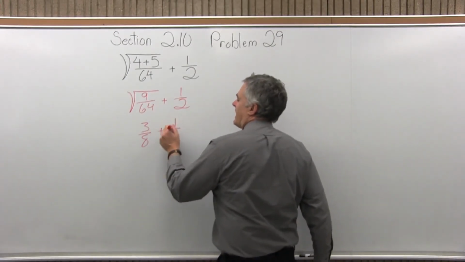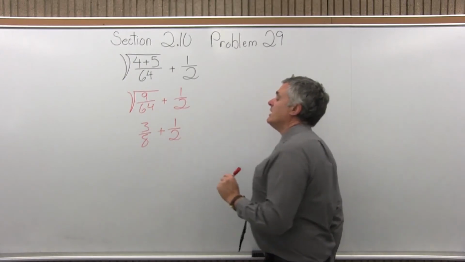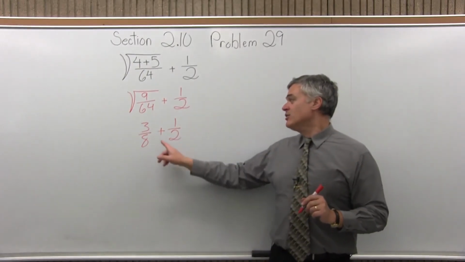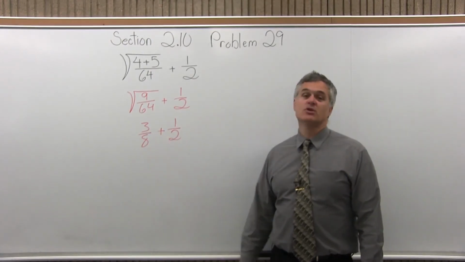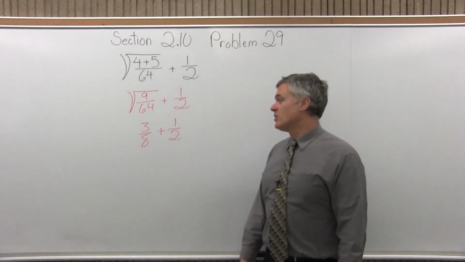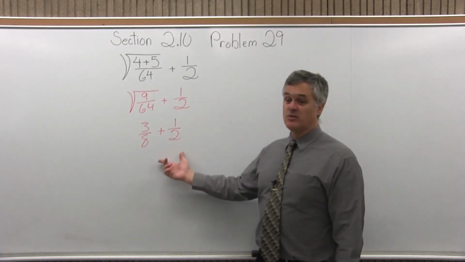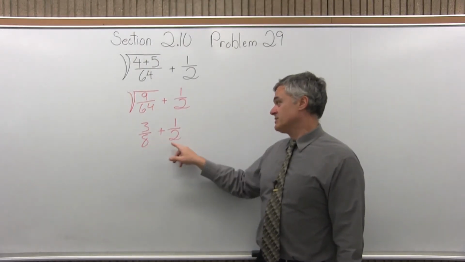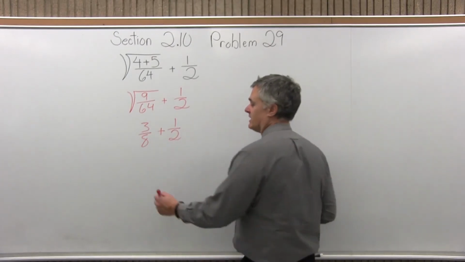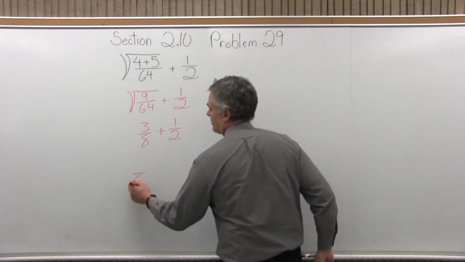And then I have to add a half to that. Now, in order to add any two fractions, I need to have a common denominator. These two fractions do not have the same denominator yet. So with a little bit of work, I can make them have the same denominator. A good choice would be 8. 8 divides into 8 evenly, of course, but 2 also divides into 8 evenly. So my common denominator will be 8.